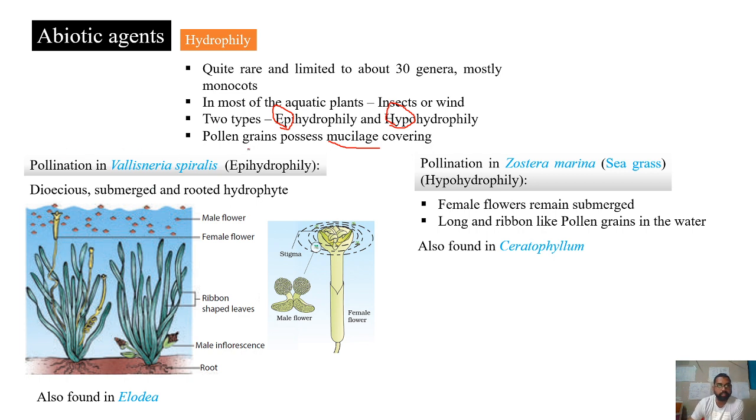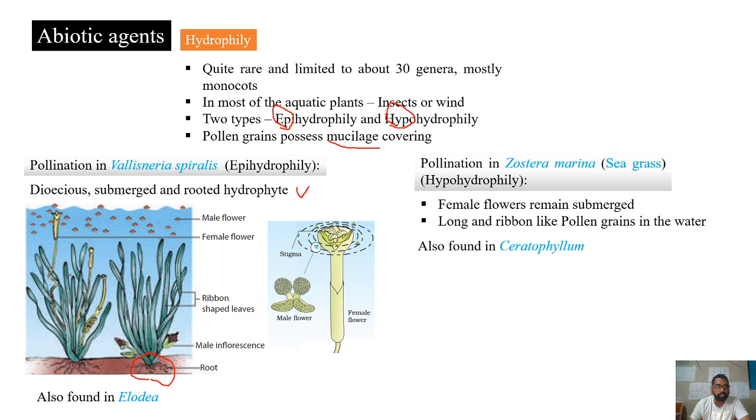Now, one important example under this hydrophily is Vallisneria spiralis, where you can see the epihydrophily. Again, epihydrophily is on the surface. The Vallisneria plant is a dioecious plant, that is, a unisexual plant. It is submerged and it's a rooted hydrophyte. So it is submerged in the water. It is not the floating one, and it is rooted at the base, in the soil. That is the Vallisneria's characteristic.